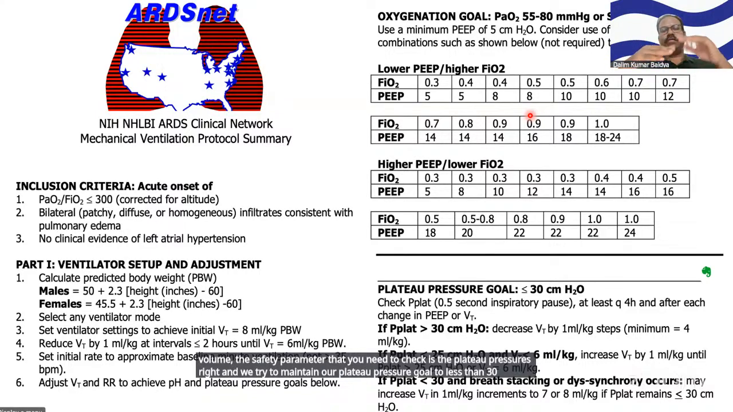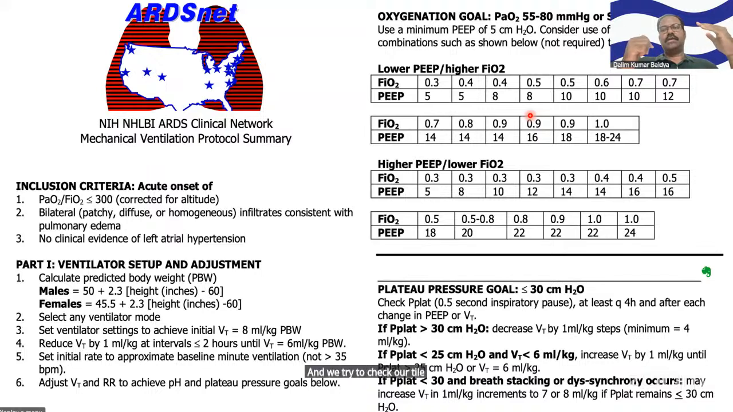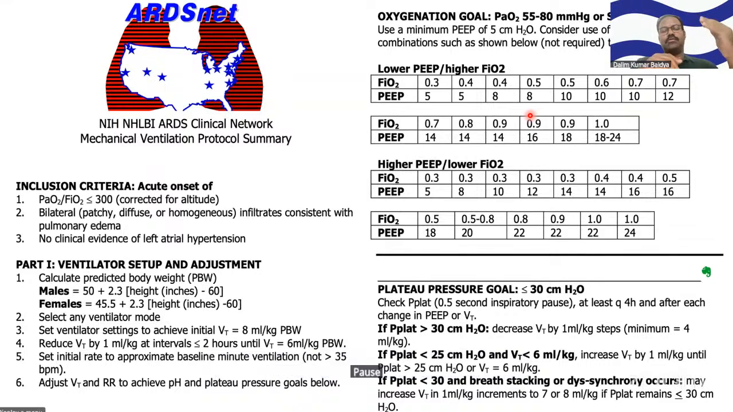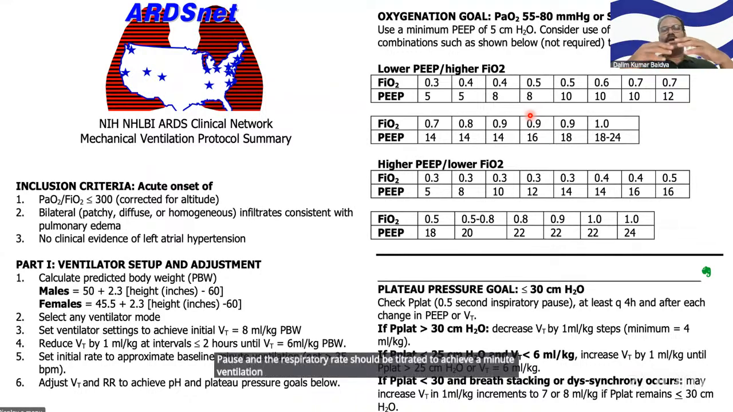As ARDS patients will have a very low compliance, stiff lung, plateau pressure is going to rise. And we try to reduce our tidal volume from 6 ml per kg, or even lower if required, if the plateau pressure is going above 30. And as you rightly mentioned, the plateau pressure should be intermittently monitored on the screen, or you can do it continuously in many ventilators by applying the inspiratory pause. The respiratory rate should be titrated to achieve a minute ventilation which will prevent hypercarbic acidosis, that is any respiratory acidosis, and we need to maintain the pH goal for that, which should ideally be more than 7.3.